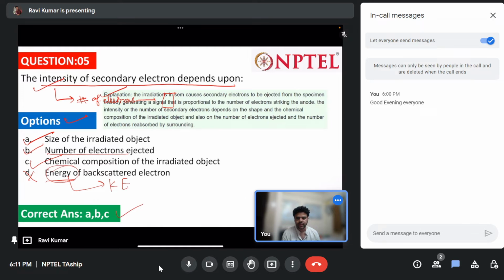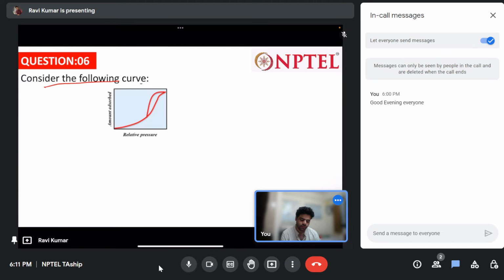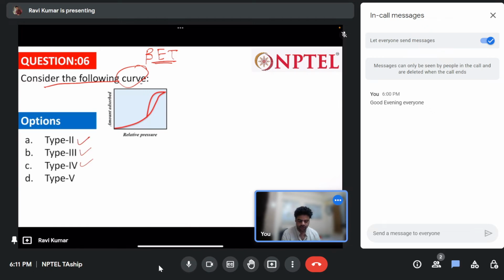Okay, let's move to the next question, which says consider the following curve. If you haven't watched the lecture, I just want to tell you that this curve is related to BET analysis, and there are 6 categories. You just need to tell me this curve belongs to which type, and these are the options: type 2, type 3, type 4, type 5.